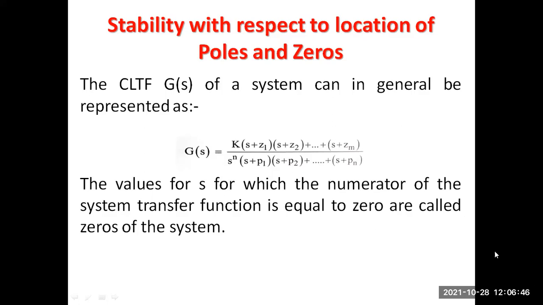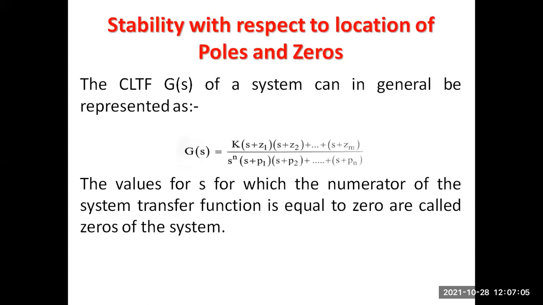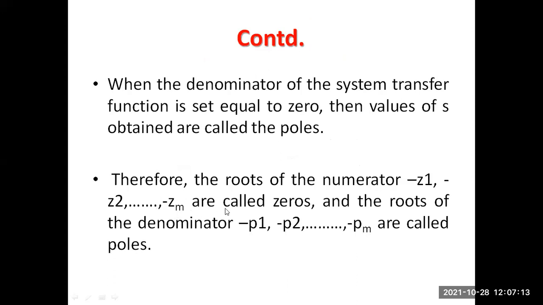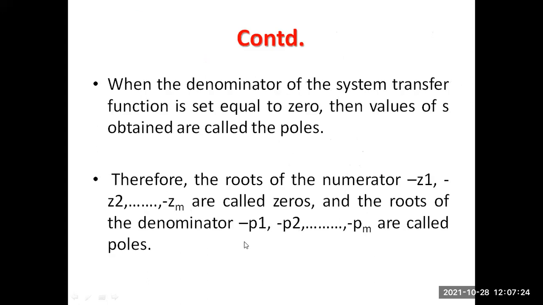So just now I have described this thing. This is basically the definition of the zero. And similarly, when the denominator of the system transfer function is set equal to 0, then the values of S obtained are called the poles. So this is basically the definition of the poles and zeros of the system. Therefore, the roots of the numerator, when we equate this to 0, S equal to minus Z1, minus Z2 up to minus Zn, these are called the zeros. And similarly, if we equate the denominator to 0, S will be 0, S equal to minus P1, minus P2 and minus Pn. So these are all called the poles of the system.